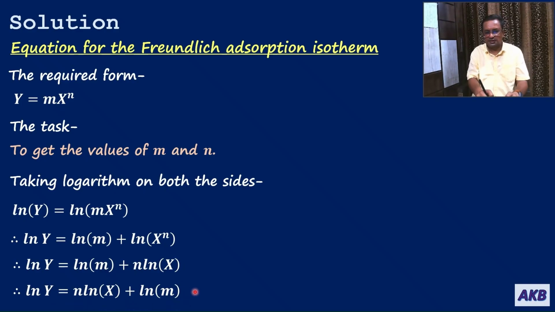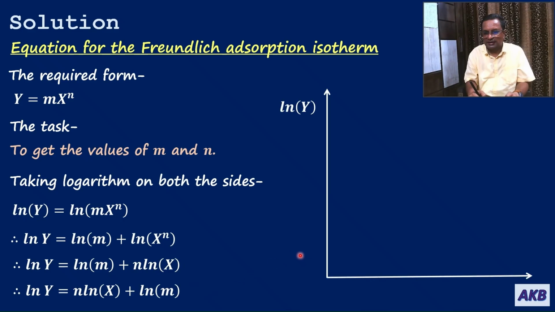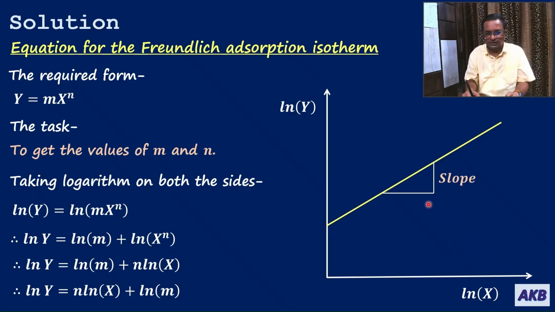So if you look at this equation, it is an equation of a straight line. What type of straight line? The straight line that will be obtained if you plot ln of Y on the y-axis and ln of X on the x-axis. This equation will be a straight line that has an intercept on the y-axis. In this case, the slope of the straight line is n.